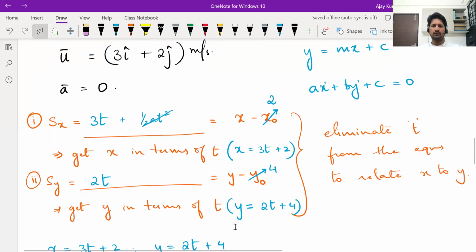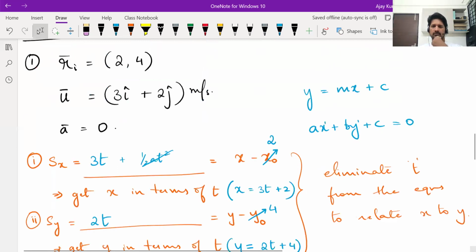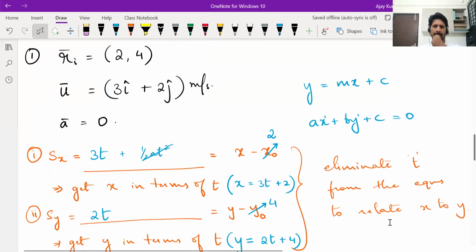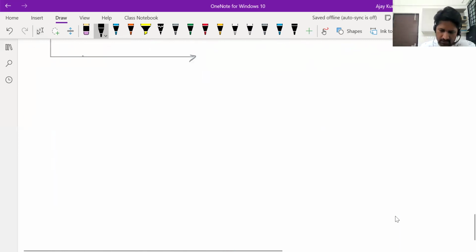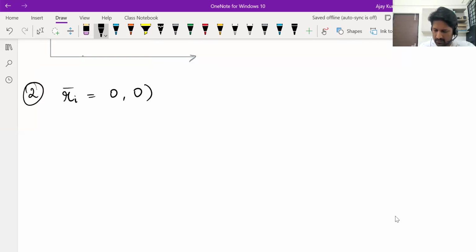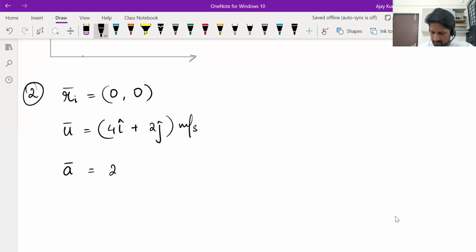Are the steps clear to all of you? Okay. Let's try one more question. This time with acceleration, but I'll make it slightly easy. We'll assume it started from the origin. Let's say initially the object was at 0, 0. Its initial velocity is 4 i cap plus 2 j cap meters per second, and its acceleration is 2 i cap plus j cap meters per second square.